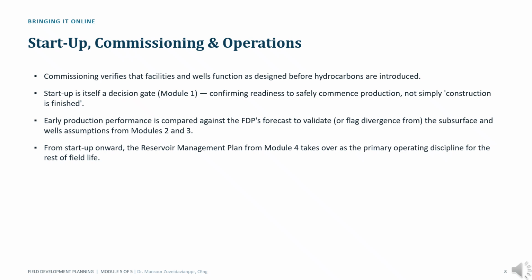Before production begins, commissioning verifies that facilities and wells perform as designed. The startup gate confirms operational readiness and safe introduction of hydrocarbons. Once production begins, actual performance is compared against forecasts developed in Modules 2 and 3. This is the industry's first real test of the assumptions made during planning. From this point forward, the reservoir management plan becomes the primary tool for guiding field performance and optimization.